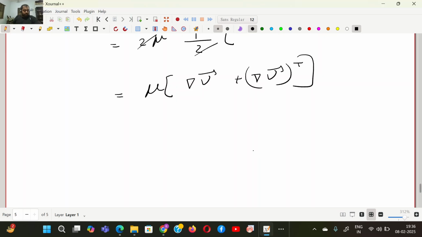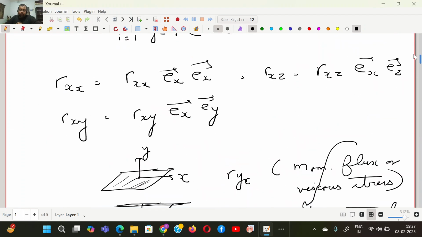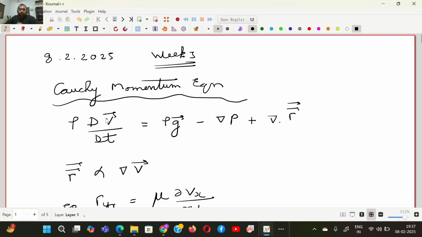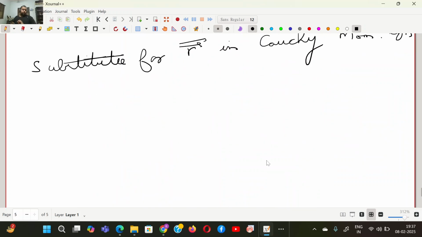So you substitute for this tau. We took the Newtonian case with the incompressible approximation, so you substitute for tau in the Cauchy momentum equation. The Cauchy momentum equation is given here: rho dV by dt is equal to rho g minus del p plus this term. So this tau you substitute, and it will look like this.